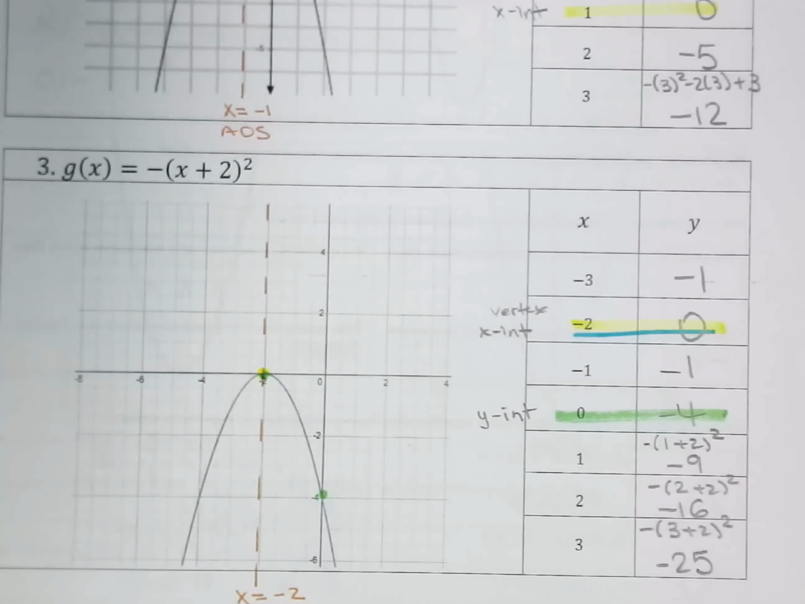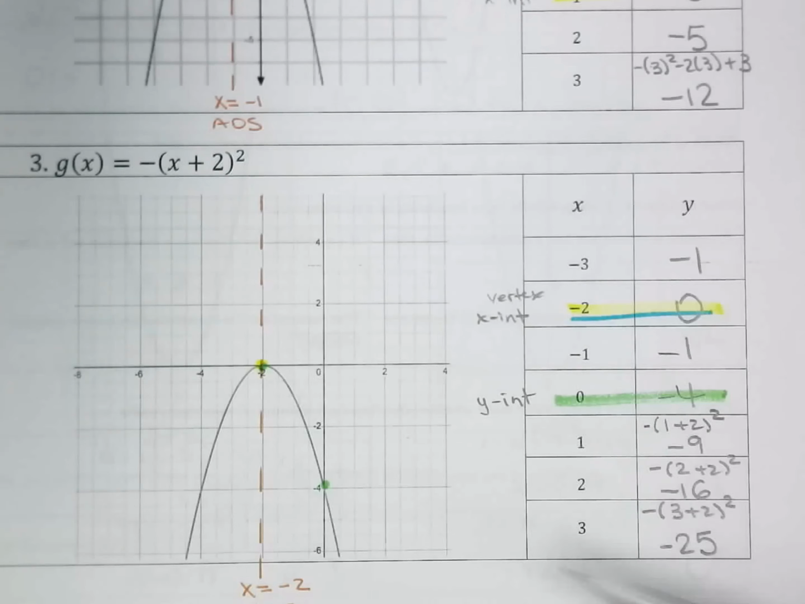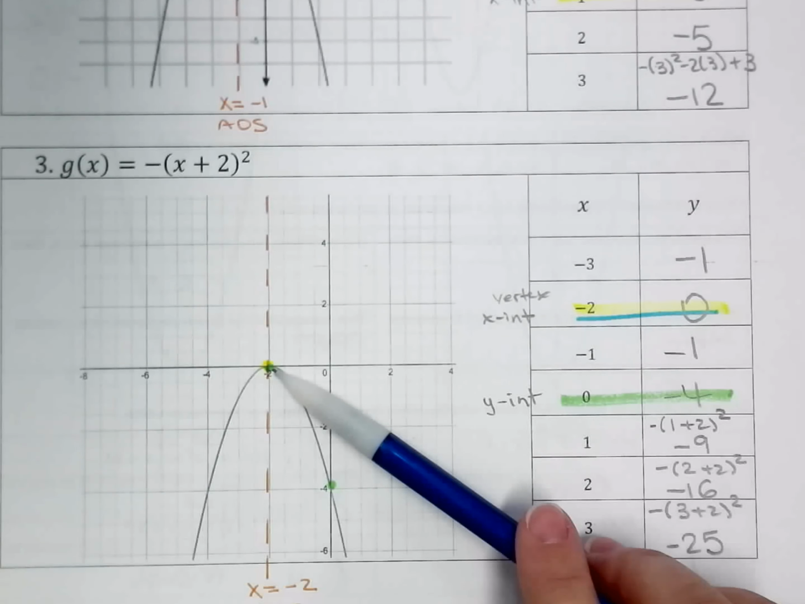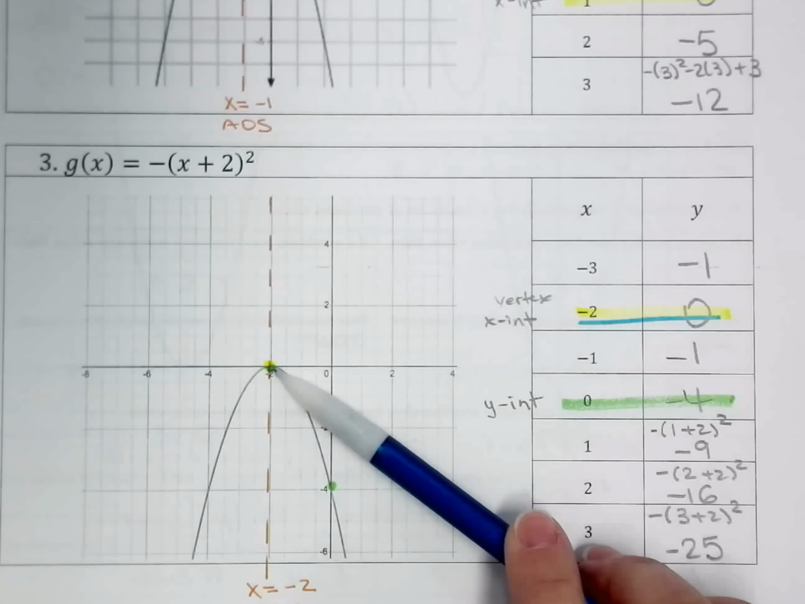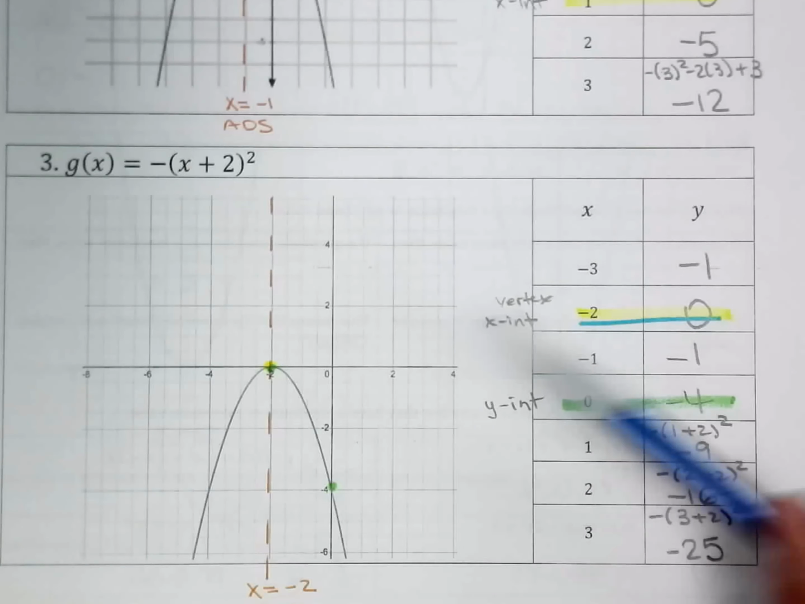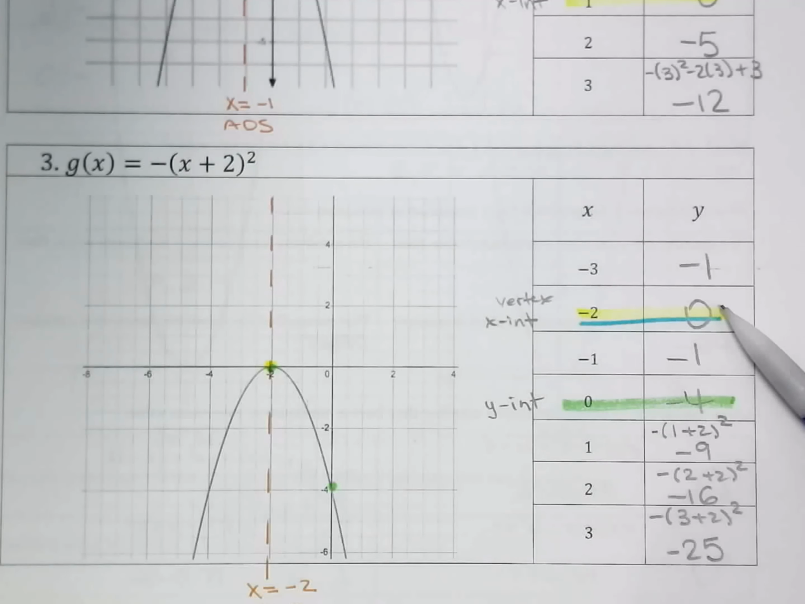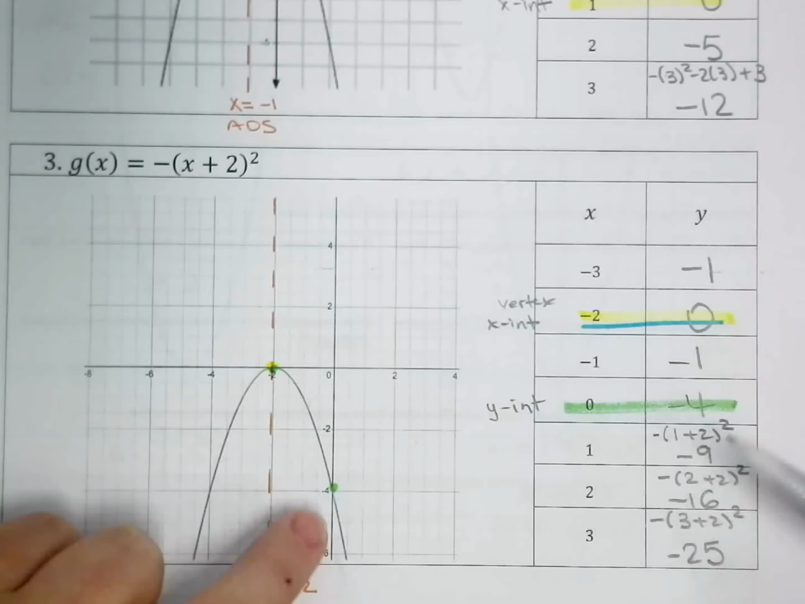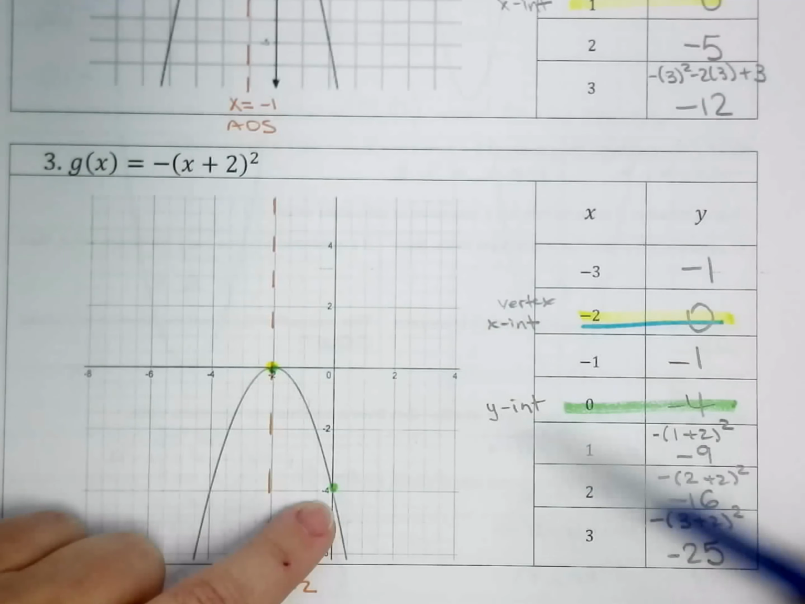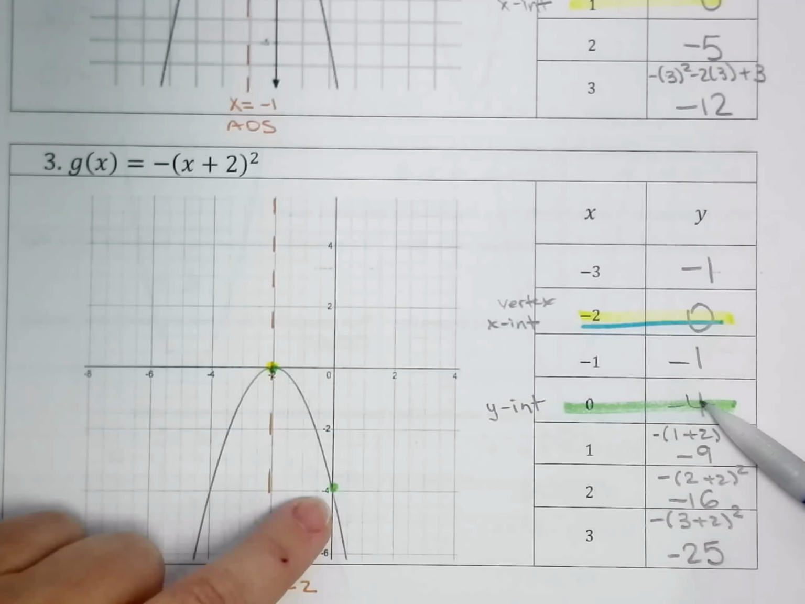Now, number 3, here you have the vertex and the x-intercept right there in the same point, because it only touches the x-axis once, and that's the point right there. So that's why I have two colors right there for the vertex and the x-intercept, and that's right there at -2, 0. The y-intercept is right there in green at 0, -4.